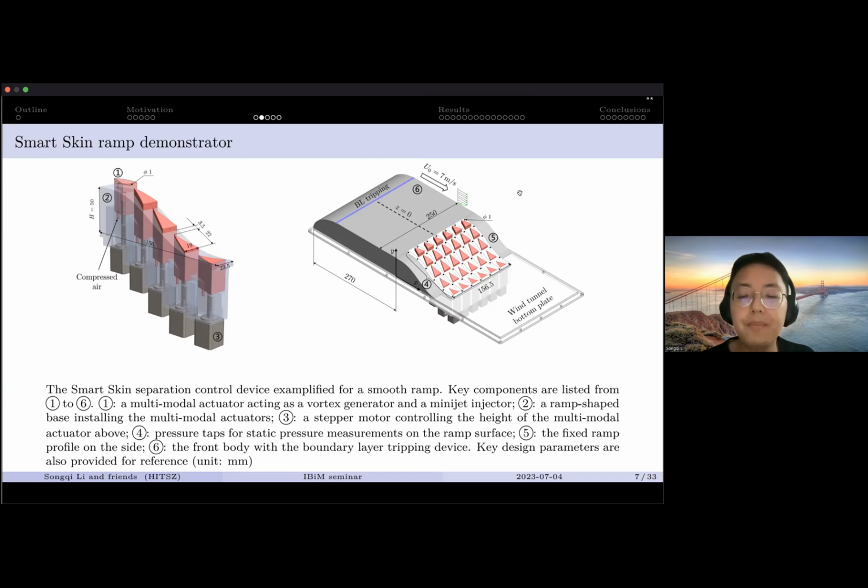For the sensors, we use pressure taps to monitor the pressure on the wall of the ramp. For each actuator, there are 4 pressure taps in the neighborhood, and all these pressure taps are connected to a very high precision pressure scanner to acquire the wall pressure information. This is more on the ramp side. In order to place it in the wind tunnel, we also design a forebody. This part is airfoil shaped, and a boundary layer tripping device is also deployed to trigger the turbulent boundary layer, because the turbulent boundary layer is more common in transport vehicles. These are some of the relevant dimensions, and throughout this work, the free stream velocity is 7 meters per second.